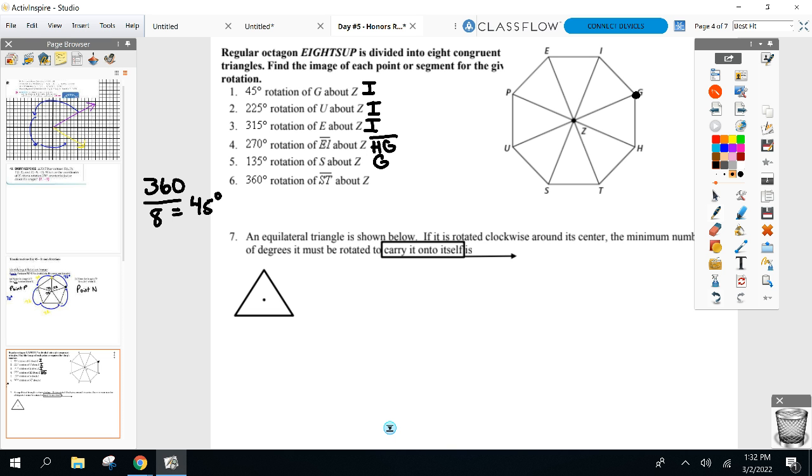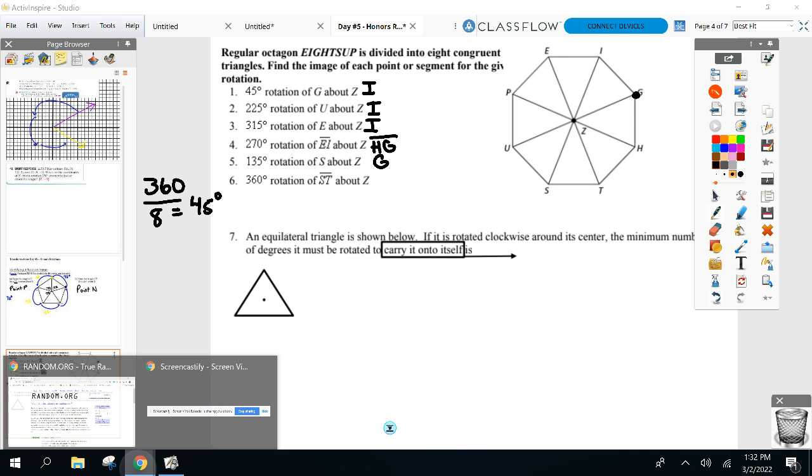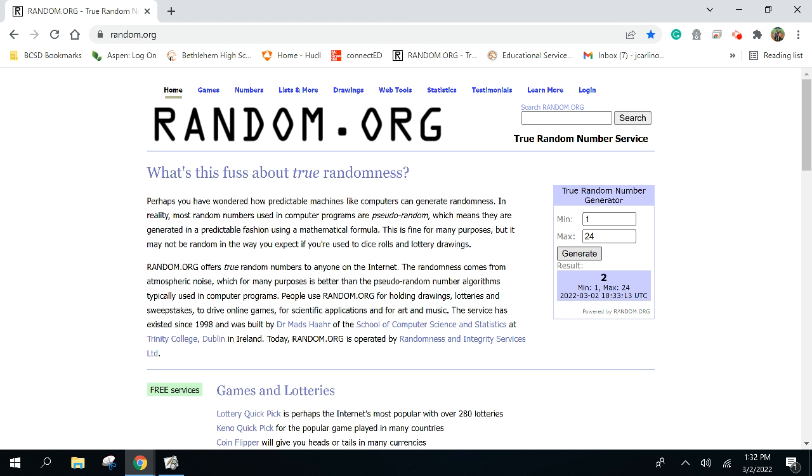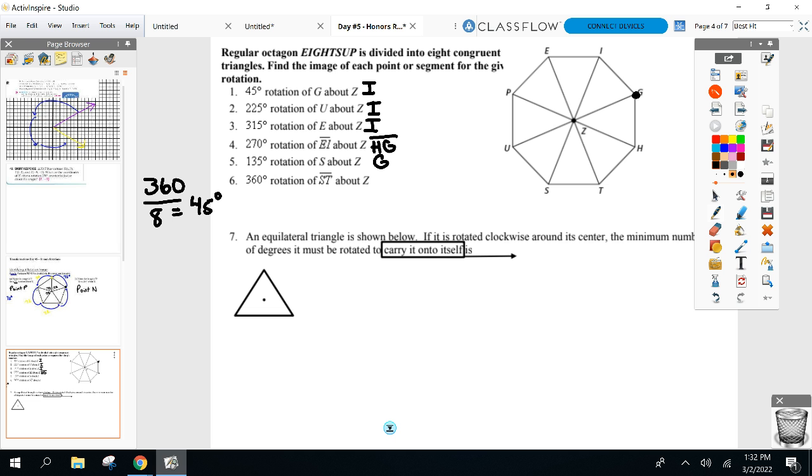Oh, and then I saved the tough one for last, huh? 360 degree rotation. Even though I know some of you did 45 plus 45 plus 45 plus 45 till you got the 360. 21, where do I end up? ST, back at the beginning, right? All good?